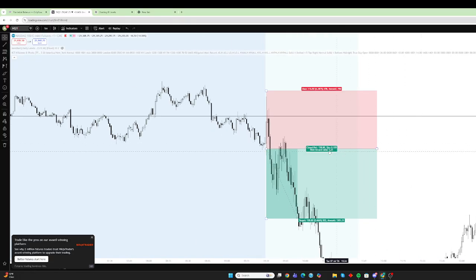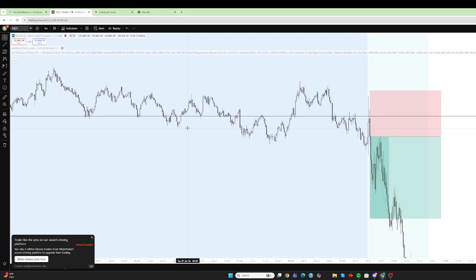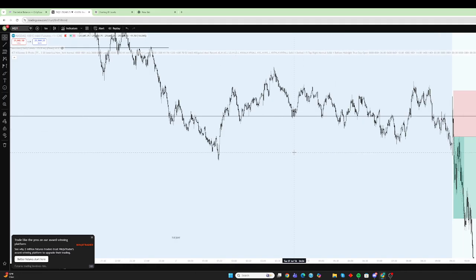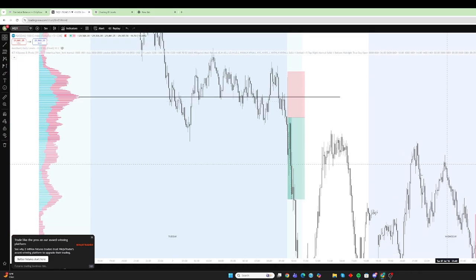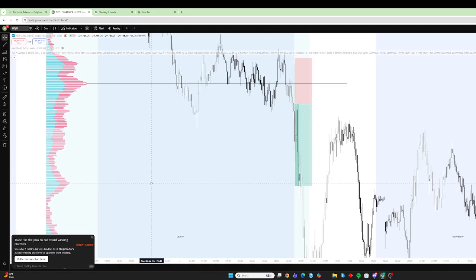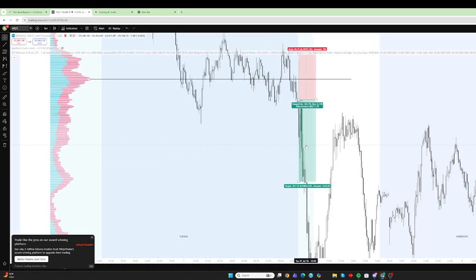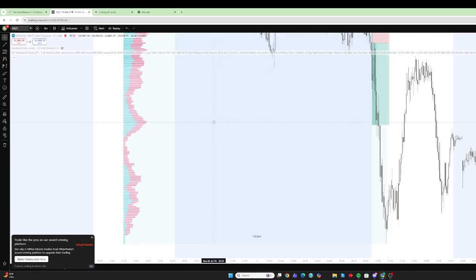To be honest, your entry isn't really down here. With the proper software, you could really get in here, or if you don't have the proper software and you're kind of just waiting for candlestick confirmation, you can enter here and target the next high volume node. And this would have been 160 points, which is an insane trade.